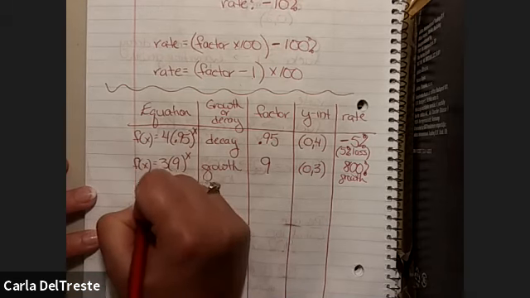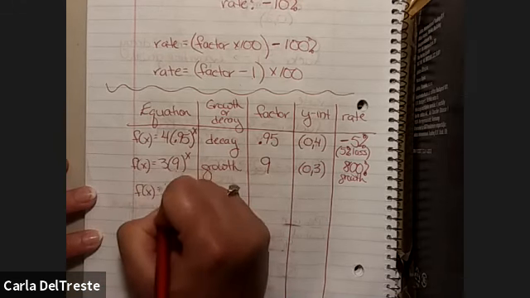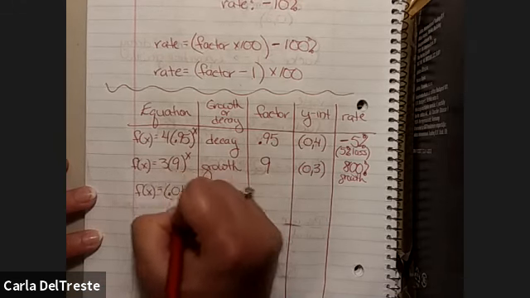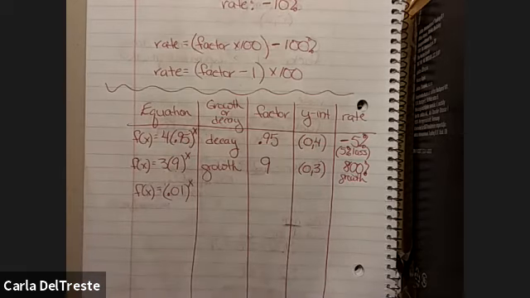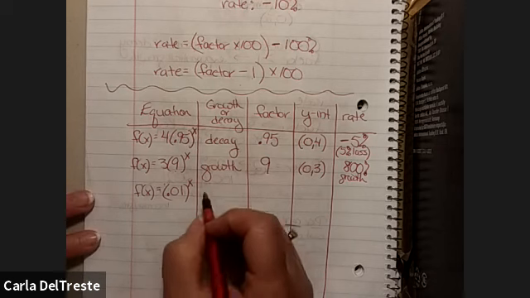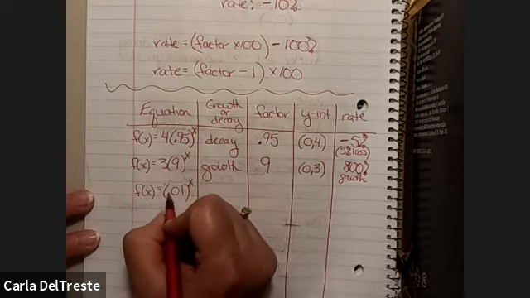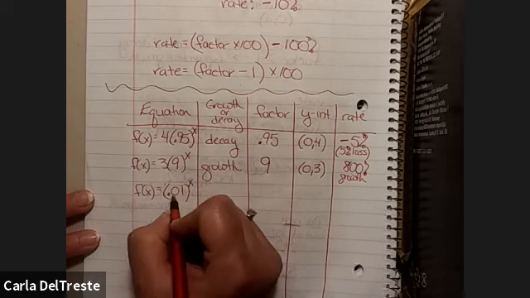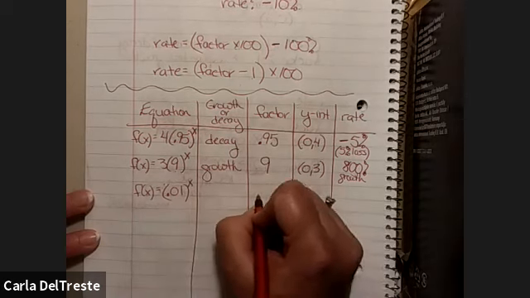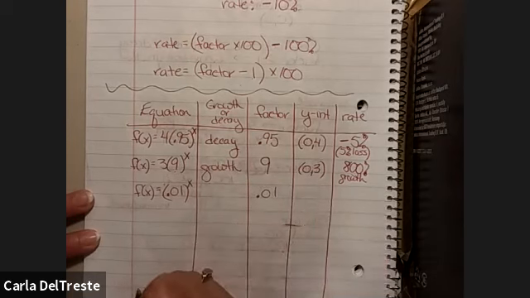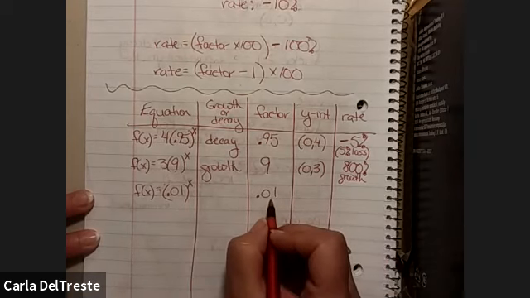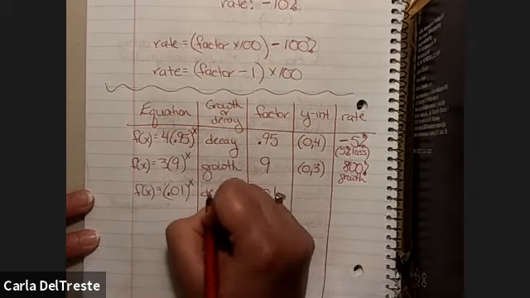Let's look at f of x equals 0.01 to the x. This one's tricky. Is this growth or decay? Well, 0.01 is in place of the factor here, so I can fill that in. 0.01 is my factor. That is a decimal, which tells me this is decay.